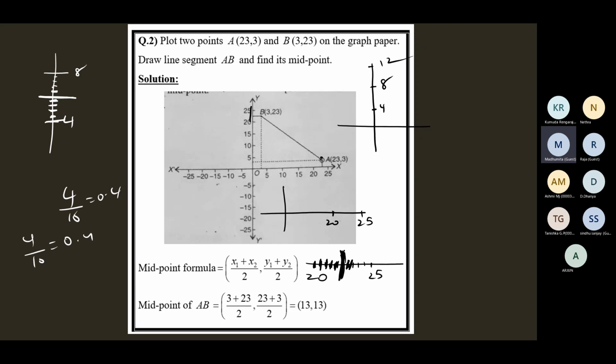6.4, 6.8, 7.2, 7.6, 8. Keep adding 0.4. 4, 4.4, 4.8, 5.2, 5.6, 6, then 6.4, 6.8, 7.2, 7.6 and 8. That's how you read the subdivisions between 4 and 8. Understood, children?